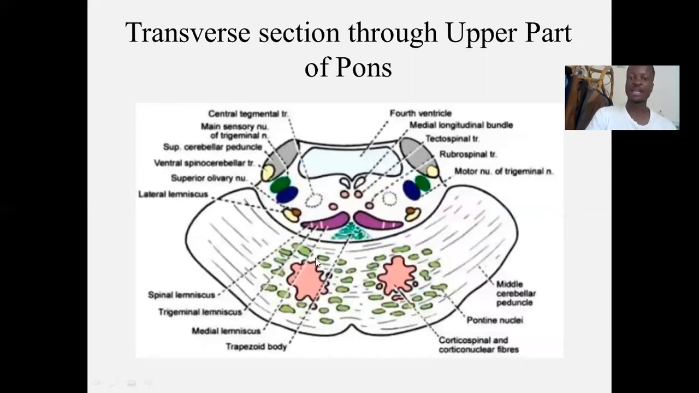Then this is a transverse section in the upper part of the pons. Notice the ventral aspect is still the same. Then this is your lemnisci. This is the trapezoid body. So this is the medial lemniscus. From the medial lemniscus, you'd expect to have the trigeminal lemniscus, then the spinal lemniscus. The lateral lemniscus, from this point onwards, is a bit separated because it's now almost reaching its final destination, which is the inferior colliculus of the midbrain.